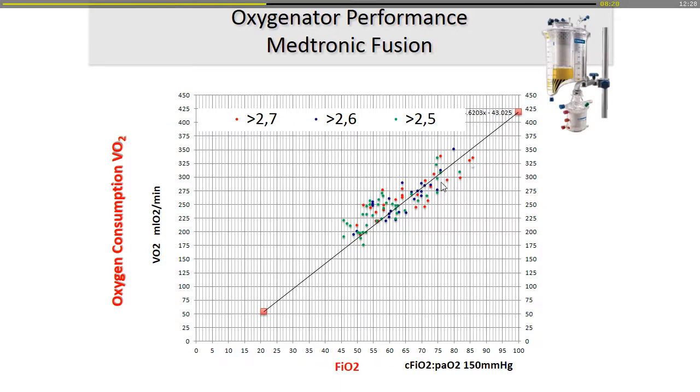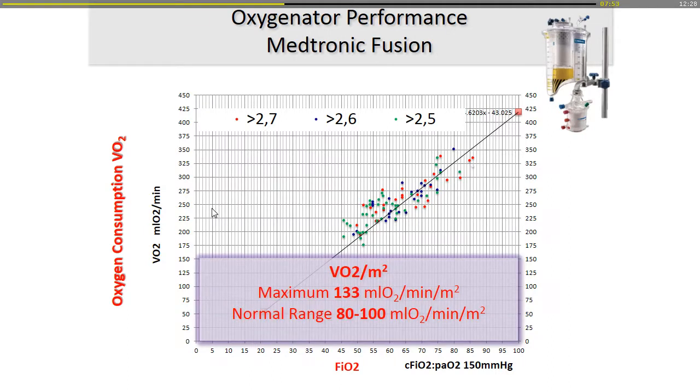And actually, you see here, even the 2.5 had oxygen consumption values of about 320. The highest was actually a patient in the 2.6 group that had an oxygen consumption of 350. Now, this 420 oxygen consumption or oxygen transfer is actually extrapolated, because we've never had a patient that needed so much oxygen transfer. So what we know from this is the oxygen consumption per surface area, 133. That is really important information for us to know. Can I adapt this to my oxygenator?